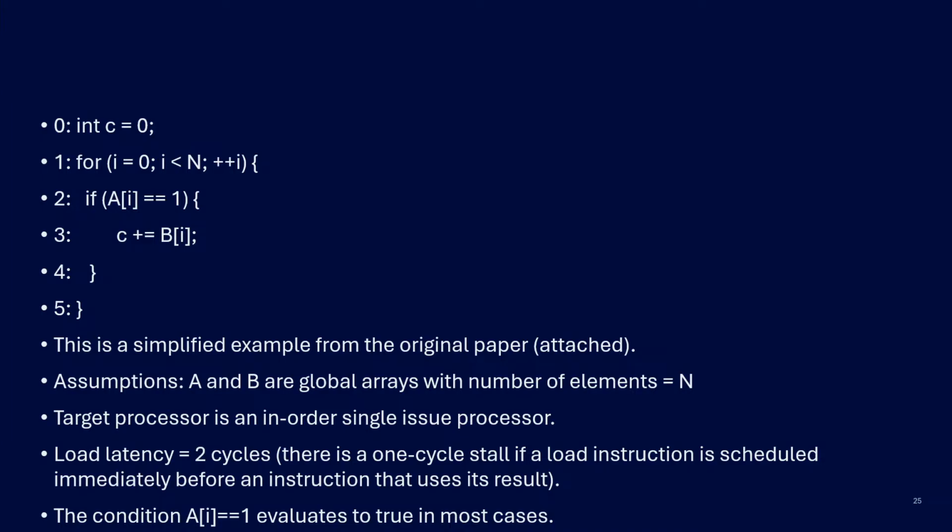Otherwise, we load A of I, and then check if it's equal to 1, we compare it with 1. If it's not equal to 1, then we will go back to the loop, because we don't increment C by B of I if A of I is not equal to 1. And if it is equal to 1, then we load B and add the value of B of I to C. This one is correct. This is perfect code.